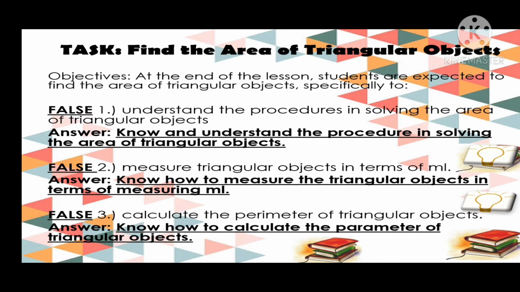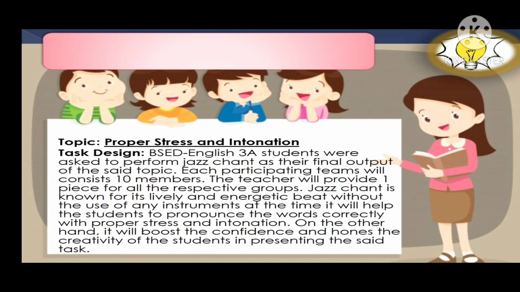That is our answer. Now we move on to task designing. Our objectives are to perform a jazz chant, second, to determine pronunciation of words, and third, to identify the correct stress and intonation. Group activity number 2, task designing. Topic: proper stress and intonation.